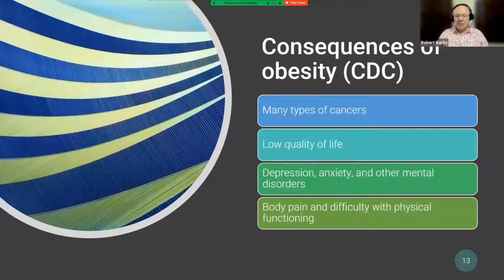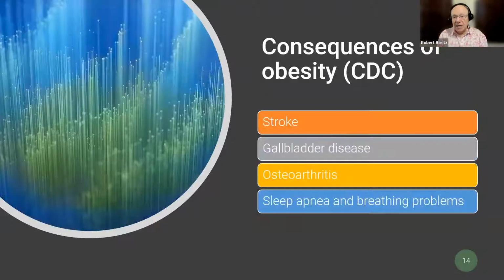Additionally, the CDC listed 4 more items here: certain cancers, a lower quality of life, depression, anxiety, mental disorders, body pain, and difficulty with physical functioning. Also, unfortunately, stroke is a consequence of obesity, gallbladder disease, which I'm sure you see a lot of in your patients, and osteoarthritis, sleep apnea, and breathing problems also.